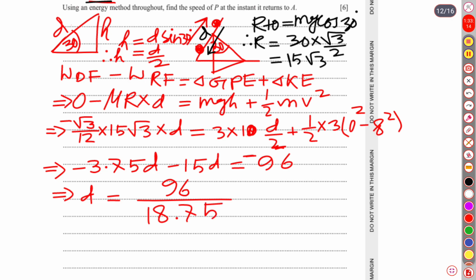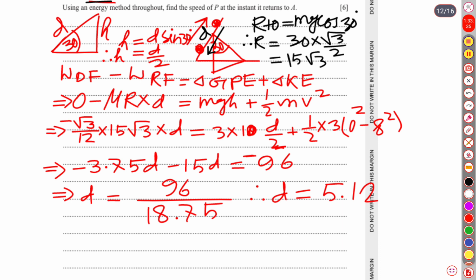18.75. Hence our displacement is going to be, if we divide 96 by 18.75, 5.12. So this is our displacement. The particle traveled up and moved down.